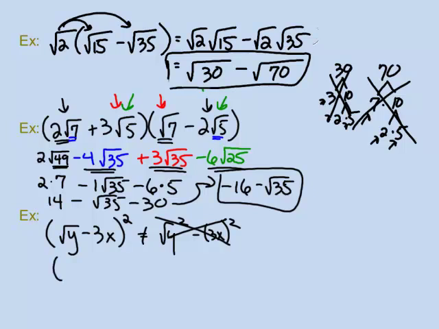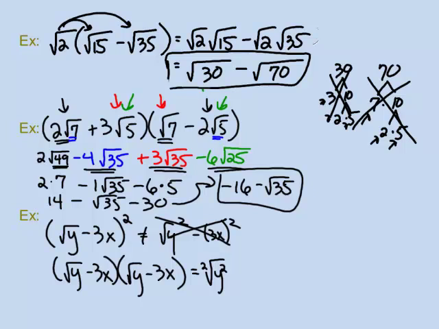Instead, write it out in expanded form. You've got the square root of y minus 3x times the same quantity, square root of y minus 3x. So like the previous example, you need to use the FOIL method or distributive property if you like that for binomial times binomial problems. I'm going to FOIL it out. So the first two terms, square root of y times the square root of y, does give us the square root of y squared. Y times y is y squared.